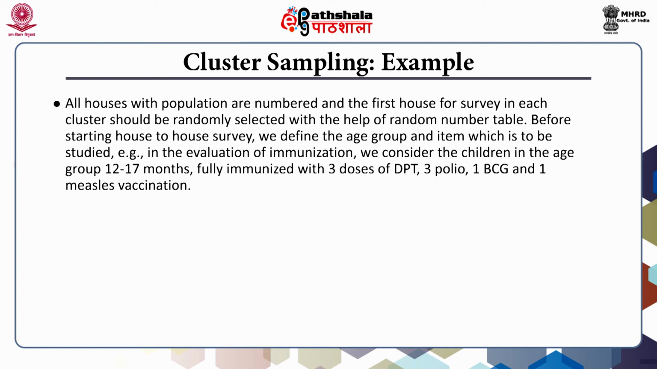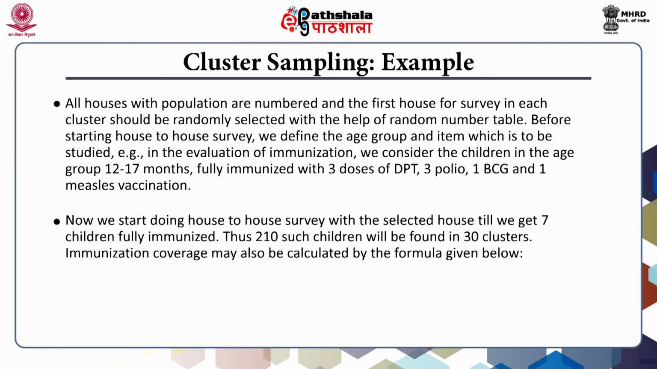Before starting the house to house survey, we define the age group and item which is to be studied. For example, in the evaluation of immunization, we consider the children in the age group 12 to 17 months fully immunized with 3 doses of DPT, 3 polio, 1 BCG and 1 measles vaccination. Now we start doing house to house survey with the selected house till we get 7 children fully immunized. Thus, 210 such children will be found in 30 clusters.